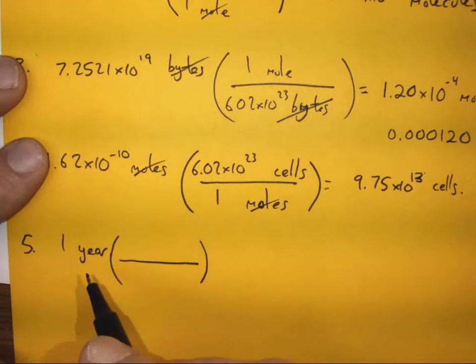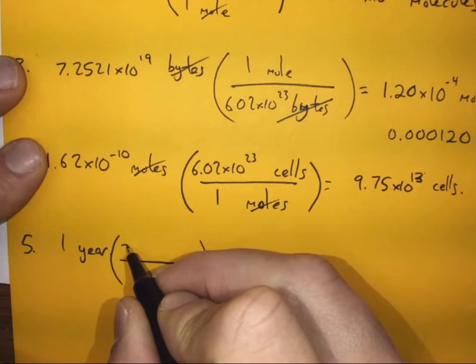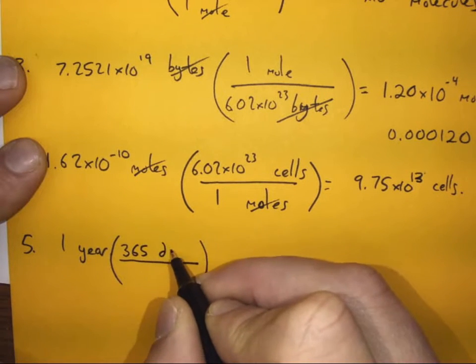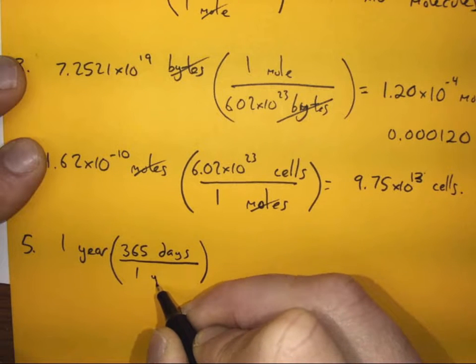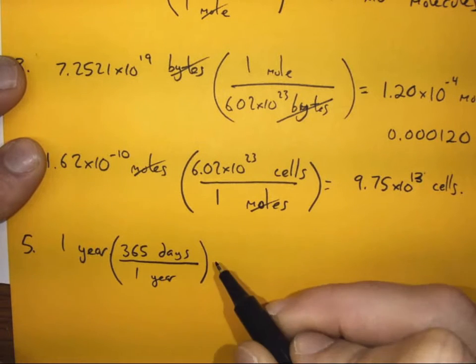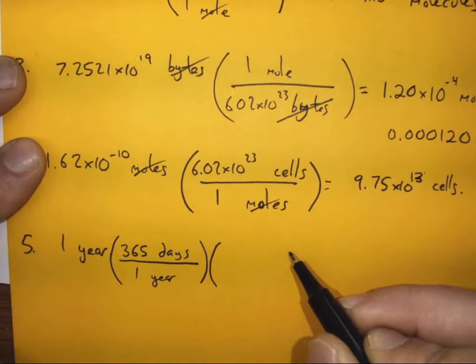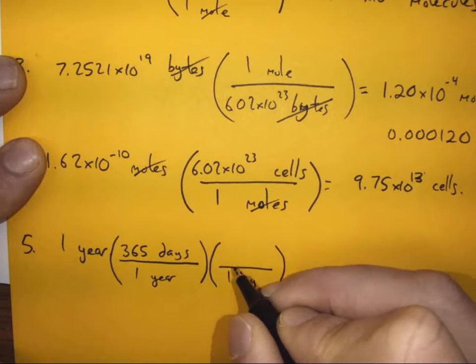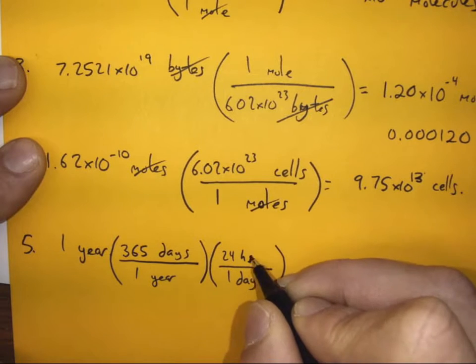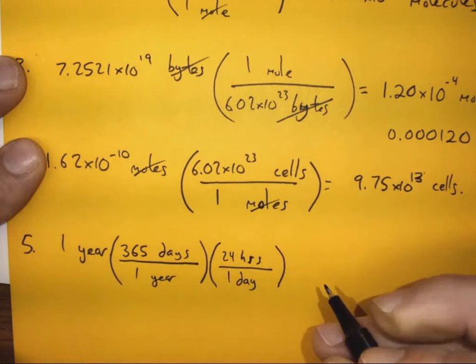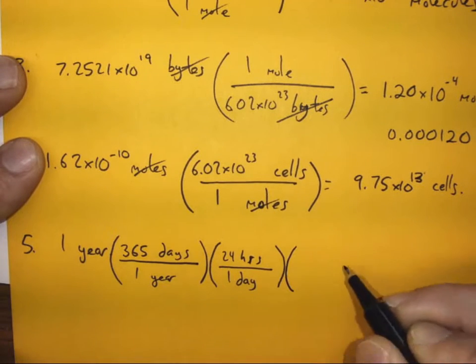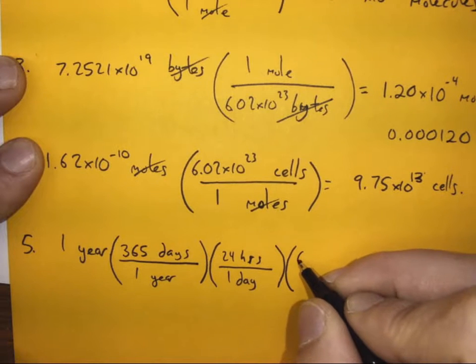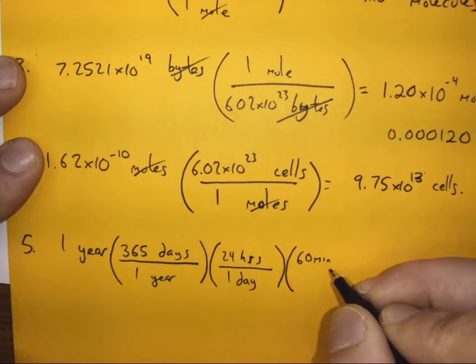So, but first, I don't know how many seconds are in a year, but I know how many days are in a year. I know 365 days are in 1 year. And I know there are 24 hours in a day, so I can convert 1 day into 24 hours. And I happen to know there are 30, let's do this in 2 steps. I can say there's 60 minutes in an hour.